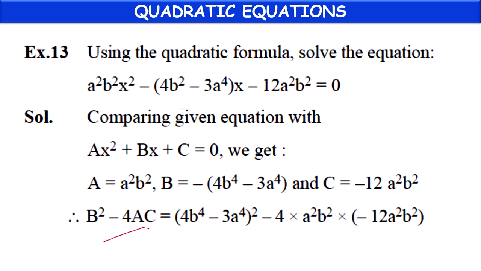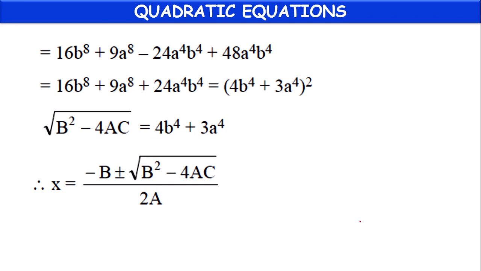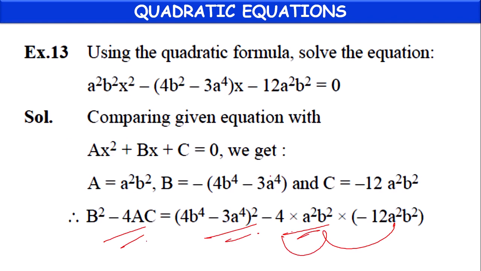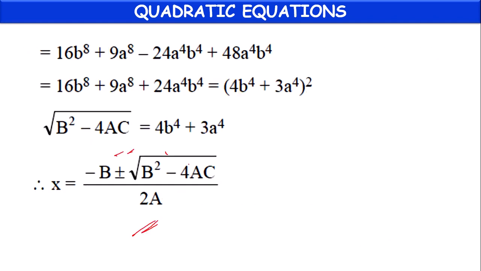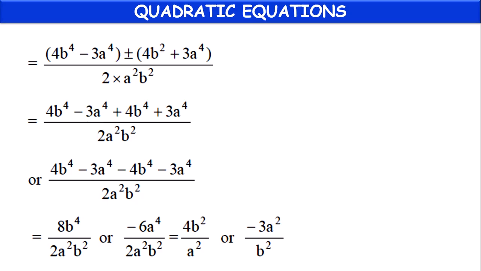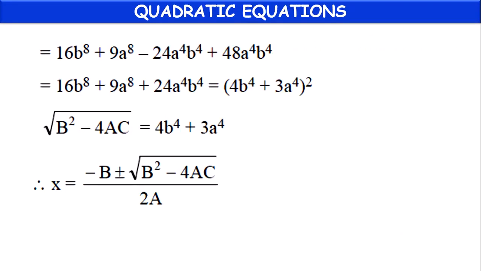If you calculate b square minus 4ac, this is b square, this is 4 into a into c, where you have to multiply, expand, and simplify. You will get the answer, children. So the method is same, children, only the calculation part you have to do. That's all. But the method is same.